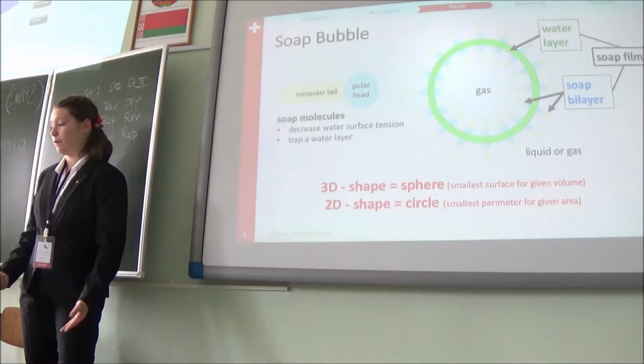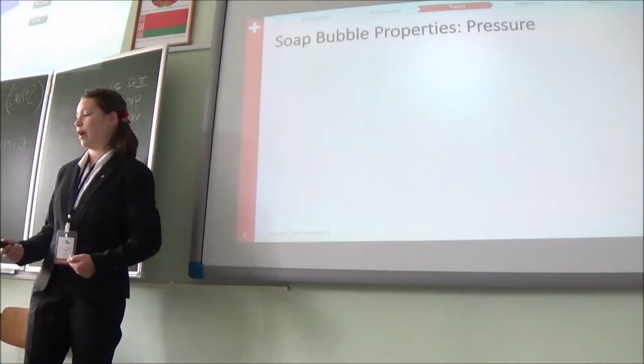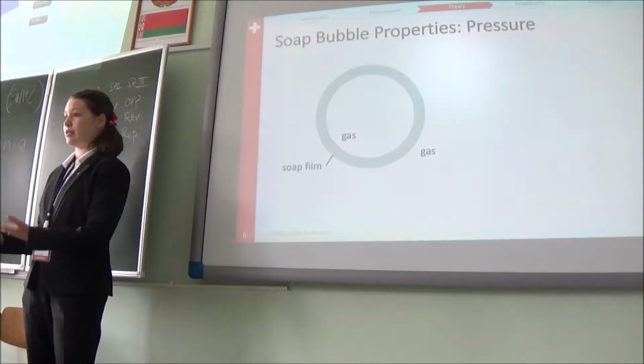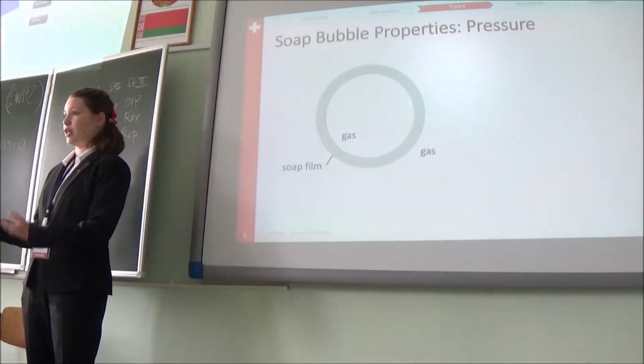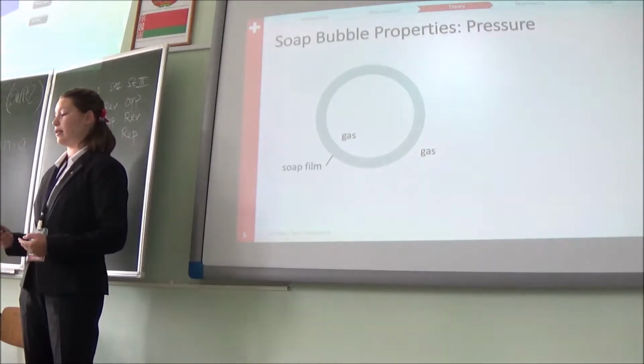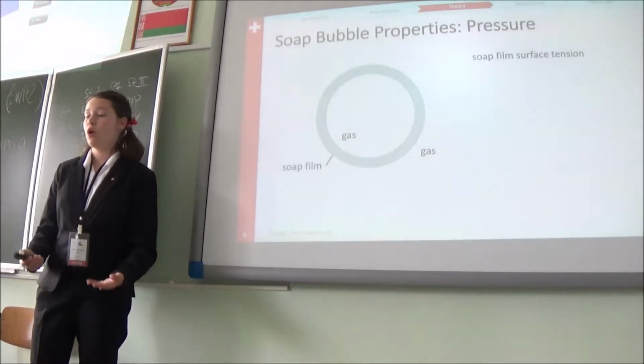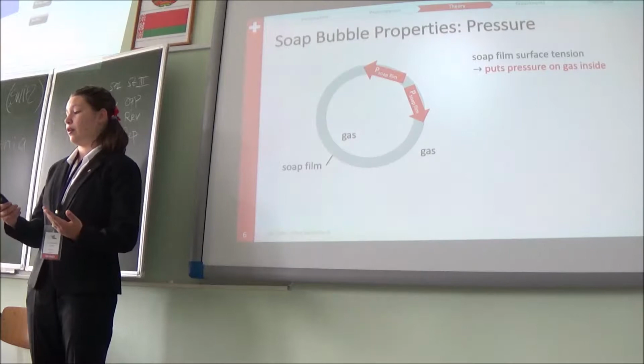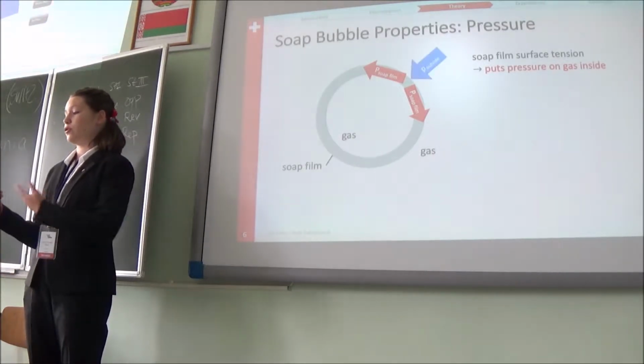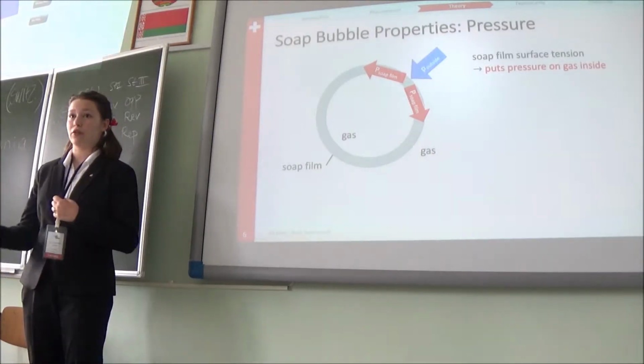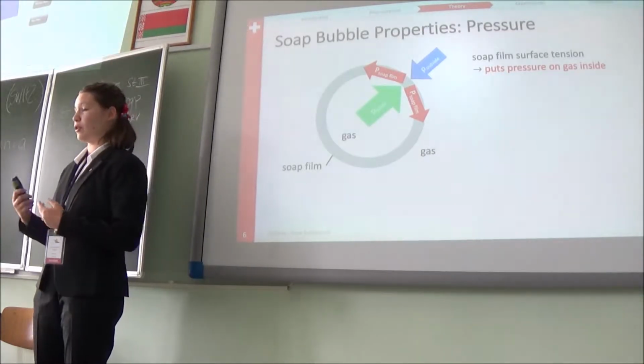So if we look at the properties of pressure, we have our soap bubble again with gas inside and the soap foam, and the next bubble would start outside, that's why there is gas there. So the soap foam has a surface tension, which puts pressure on the gas inside, and there's also pressure from outside, from the other bubbles, and there is a pressure from inside.